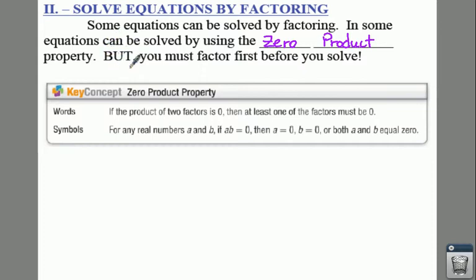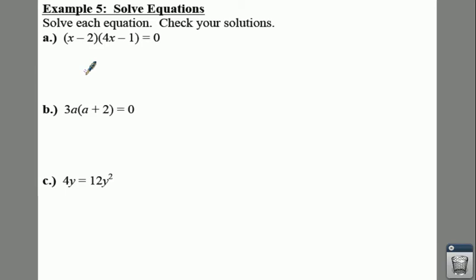What we're going to do is use our zero product property, and we're going to factor our terms first. So let's look at example 5. Here it says we have to solve each equation and check your solutions. Notice for A, this is already factored. You already have your terms in sets of parentheses. So we're going to take x minus 2, set it equal to 0, and then take 4x minus 1 and set it equal to 0. If we solve each of these, we're going to have two solutions.